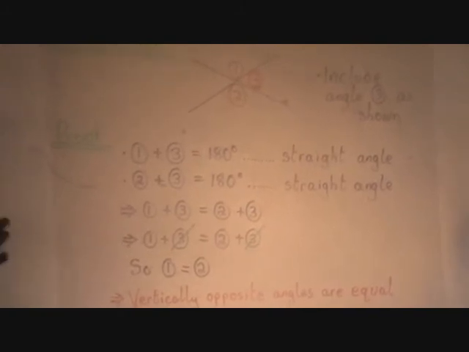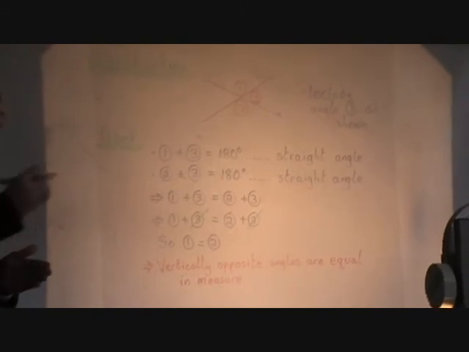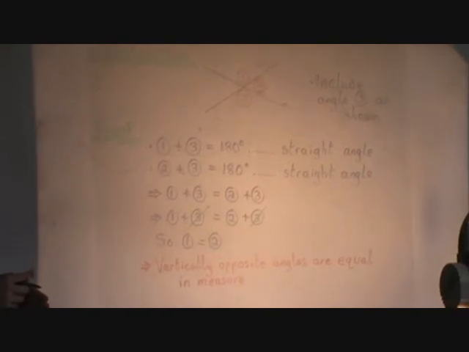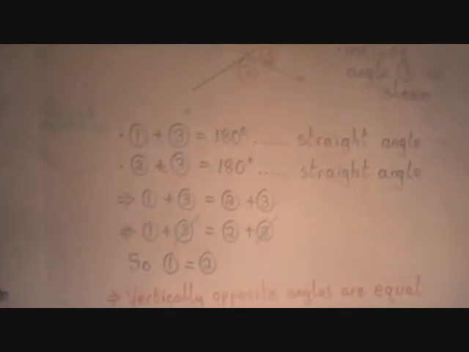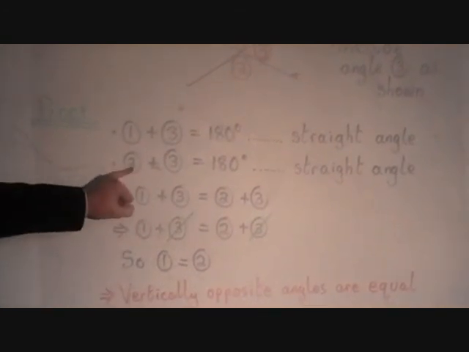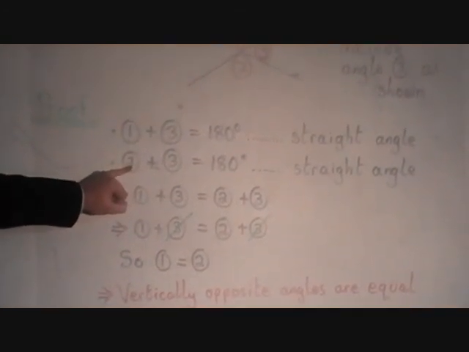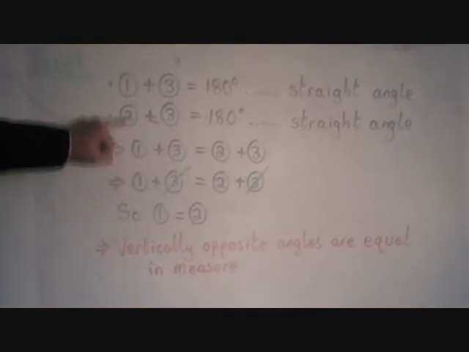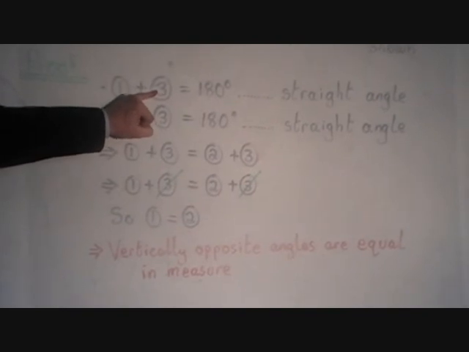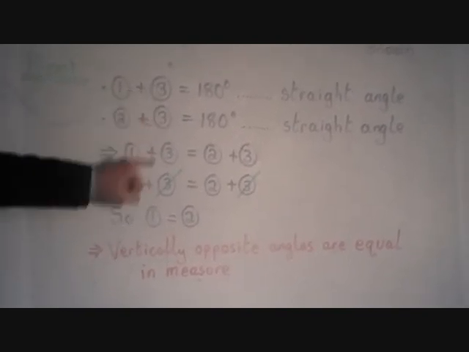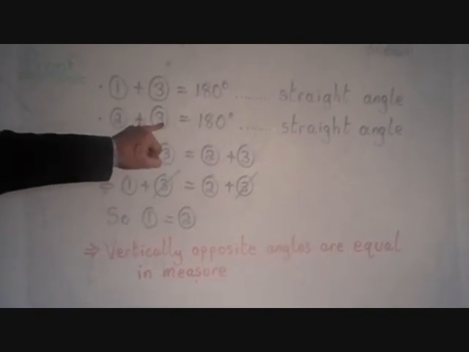Again, what's very, very important is that if you make a statement in a theorem, you have to give a reason for that statement. Angle 1 plus angle 3 is 180 degrees. Why? Because it's a straight angle. Similarly, 2 plus 3 is 180 degrees because it's a straight angle. So if that plus that is 180, and that plus that is 180, then 1 plus 3 must be equal to 2 plus 3.